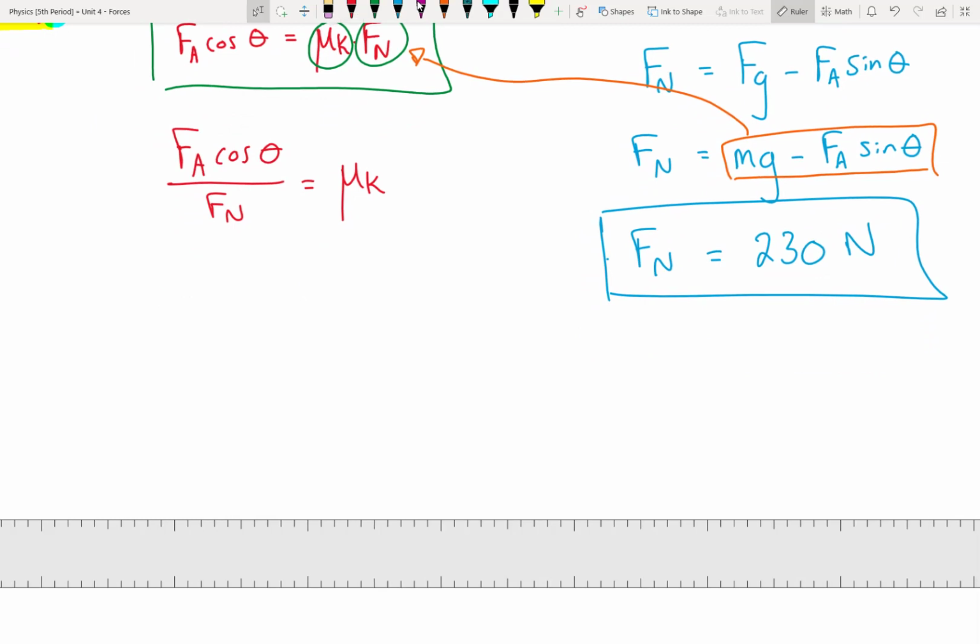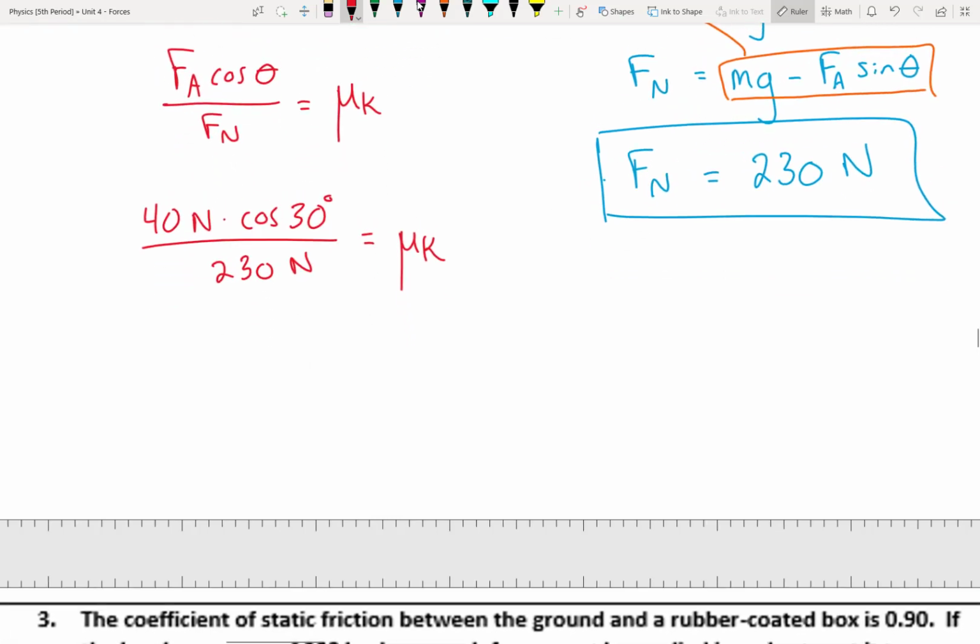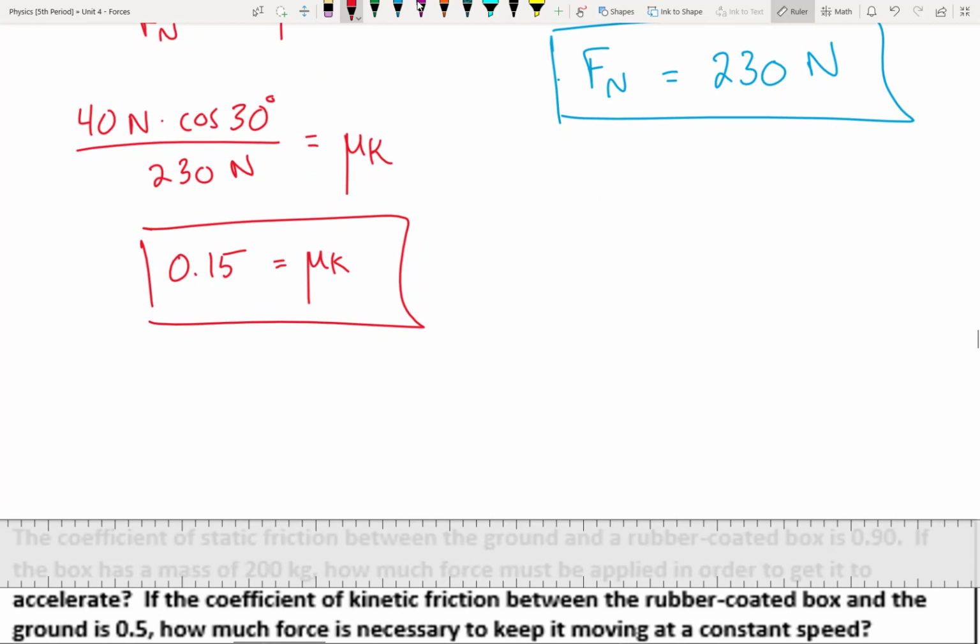And since we know the normal is 230 newtons, we can substitute in applied force of 40 newtons times cosine 30 degrees over 230 newtons from our normal force is equal to mu k. And this should be a value between 0 and 1. So I should have 40 cosine 30 over 230. I should get about 0.15. No units for coefficient of kinetic friction. If you're solving for mu k on the test, please recognize there are no units here.